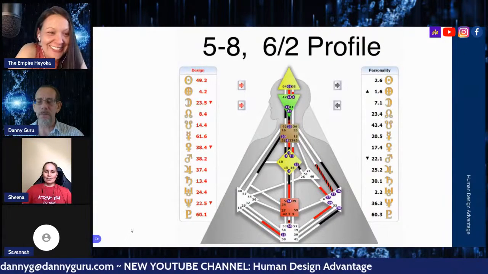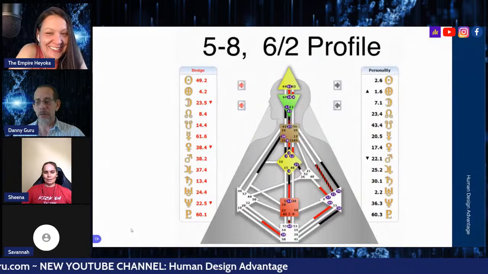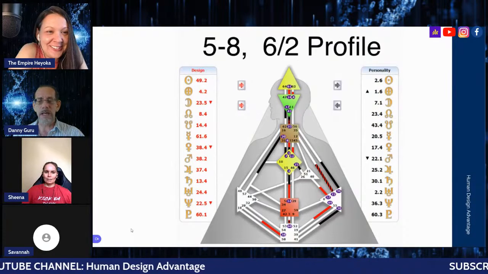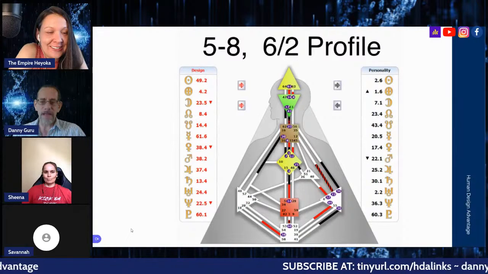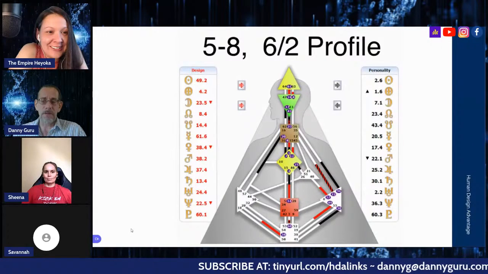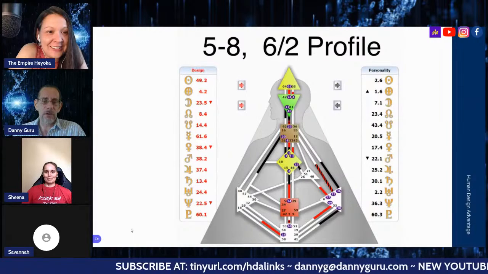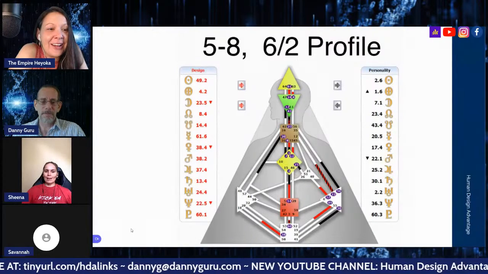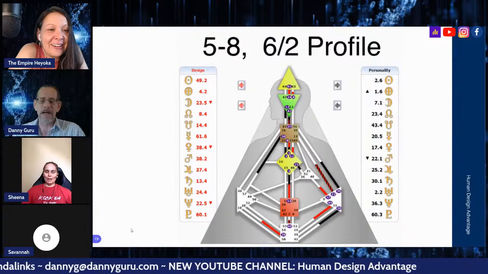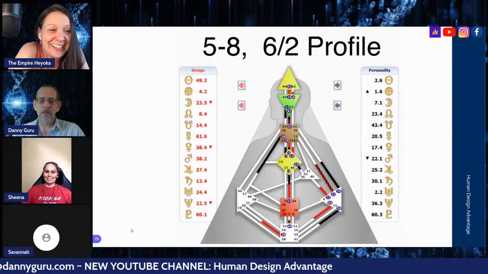Here's what I found. Barack Obama, according to Hawaii, was a 6/2 profile. That 6/2 profile acts as the role model, and they're a hermit. Barack Obama was anything but a hermit. So run the Kenya one and see where his public persona lies. I already did. And his profile changed.